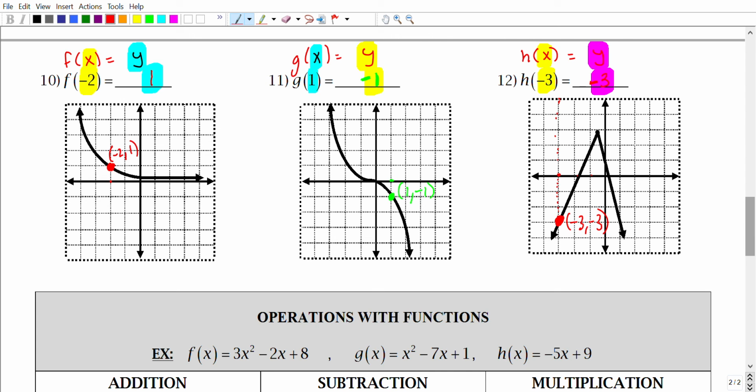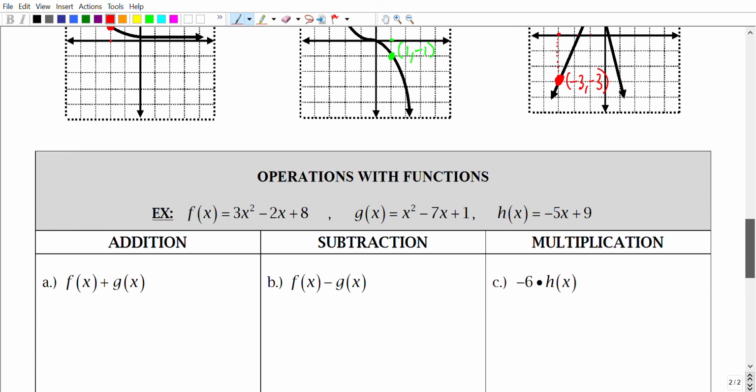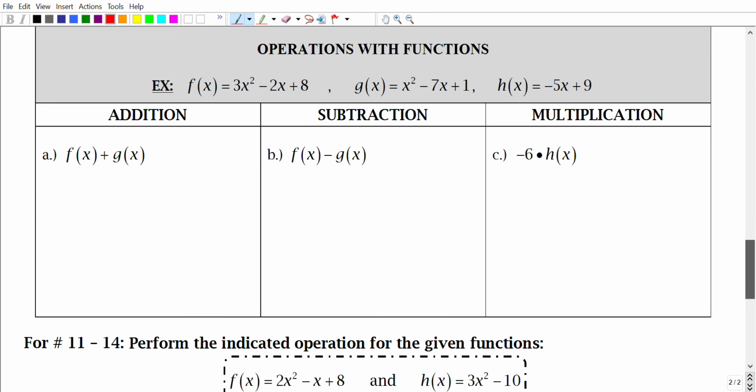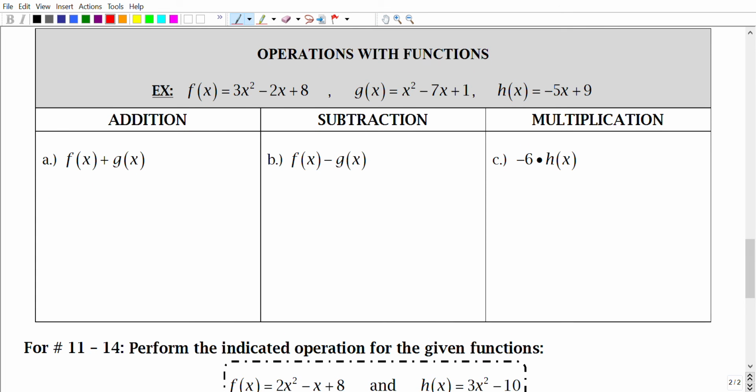All right, guys. So hopefully that made a little bit more sense now that we got a chance to try out a few. And now we can move on to the last part of today. So the last section that we have here is operations with functions. So we can actually go ahead and add, multiply, subtract, and divide functions, okay? But right now we're actually just going to focus on addition, subtraction, and multiplication.